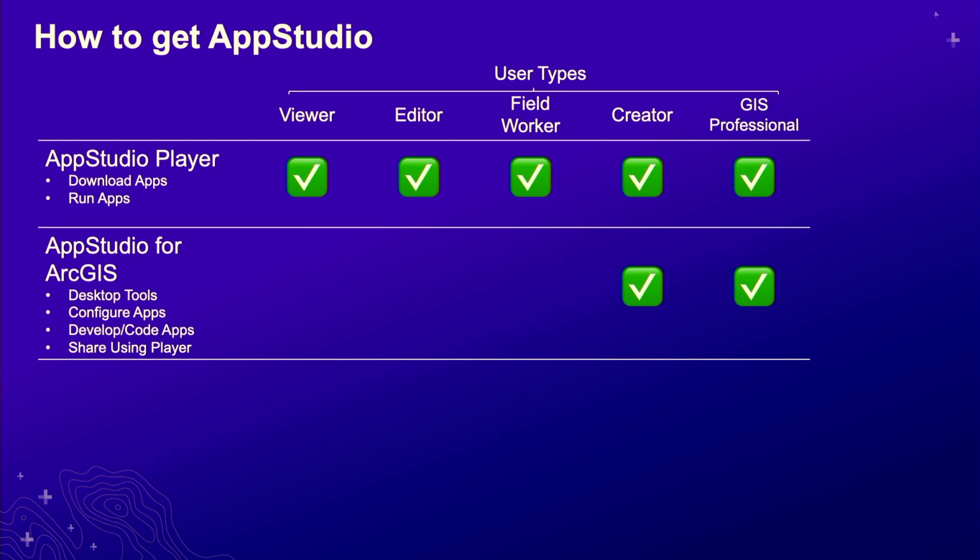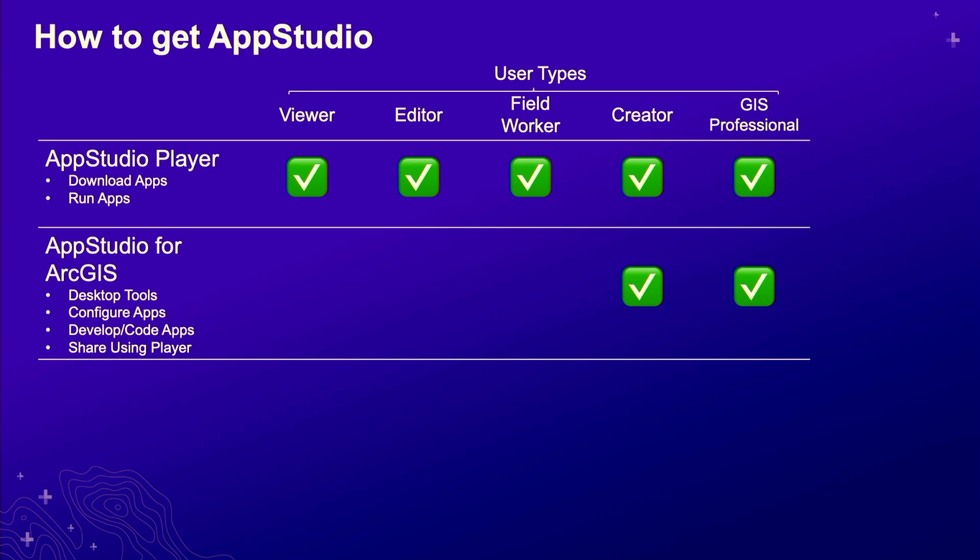You can actually develop new apps with code or customize templates with code, so that Qt Creator and writing code, that's included with this AppStudio for ArcGIS license. And you can share the apps that you create with other users using AppStudio Player. So sharing them into an organization and then having them download the apps and run them inside of AppStudio Player. And this is included with all creator level and GIS professional level user types.